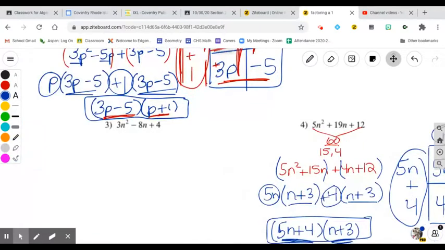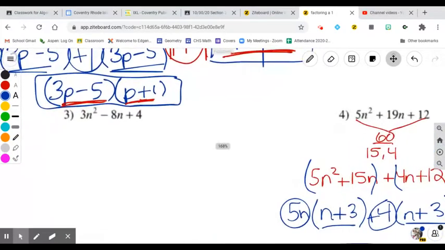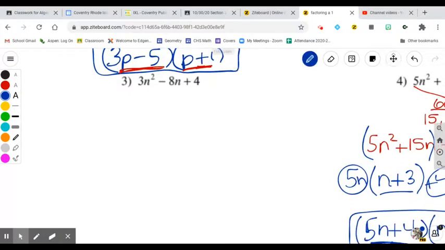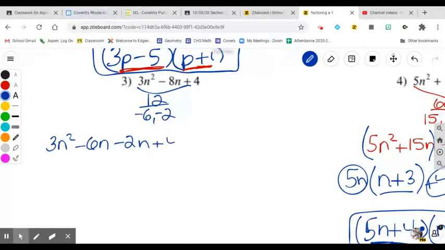I'm going to do this one. I know that I said I was only going to do 2 of them, but let's do 3 just because I want to make sure you understand what happens when you have a negative when you're doing grouping. So first and last is 12. We want the numbers that multiply to positive 12 and add to negative 8. So that's going to be negative 6 and negative 2, both negative to multiply to positive 12 and add to negative 8. So if we're doing grouping, we're going to have 3n squared minus 6n minus 2n plus 4.